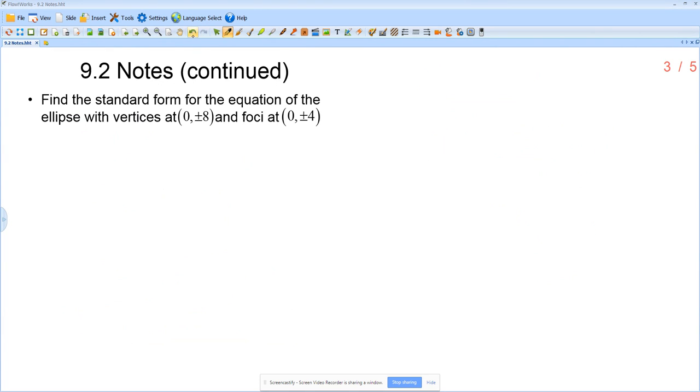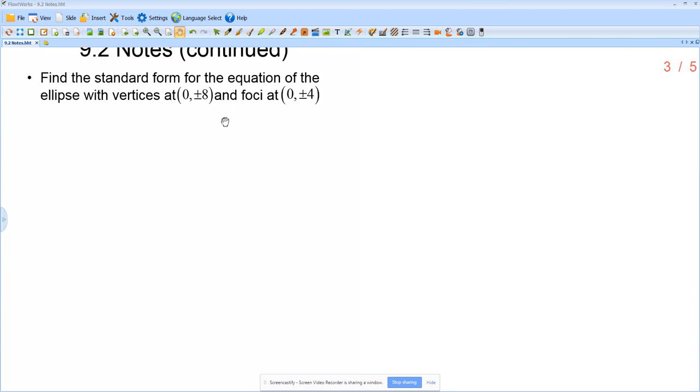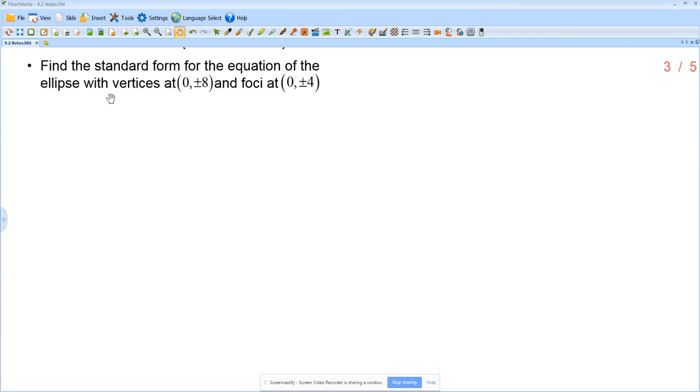All right, another example of that. Find the standard form for an equation of an ellipse with vertices at (0, plus or minus 8) and focal points at (0, plus or minus 4). So again, just to give myself an idea, here I have (0, plus or minus 8) as my vertices and (0, plus or minus 4) as my focal points.